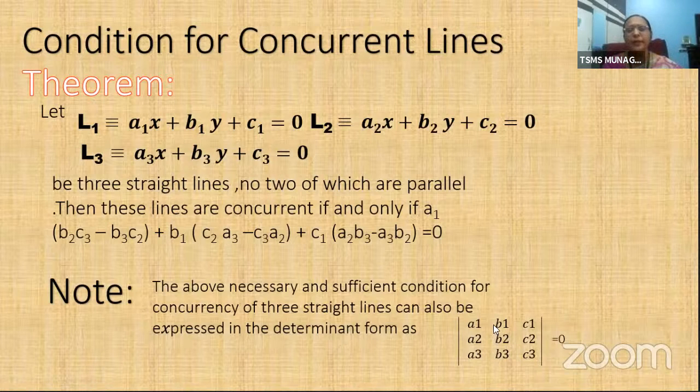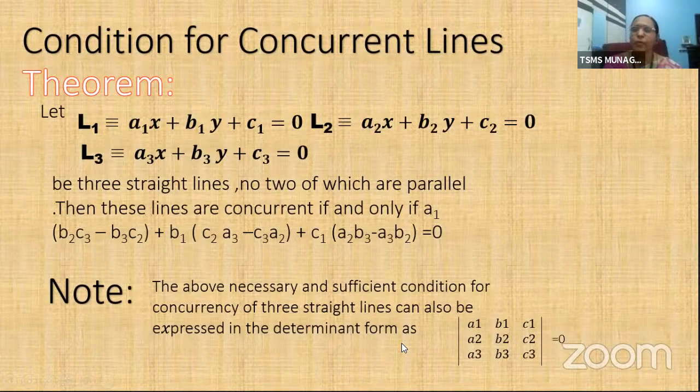You have to find the determinant of the coefficients. And how are we placing them? See, this A1, A2, A3 are the coefficients of x in the first column, the coefficients of y in the second column, and the constants in the third column. You place them like this in the matrix and you find what is called the determinant.